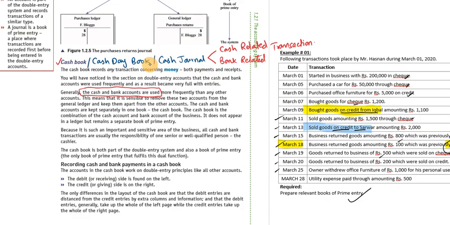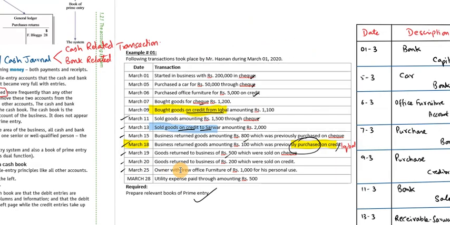In the last lecture, we discussed the cash book, also called the cash day book and cash journal. In the cash day book, we recorded two types of transactions: cash related transactions and bank related transactions. All bank related transactions are also recorded in the cash book. So I took this example, and the requirement is to prepare the relevant books of prime entry.